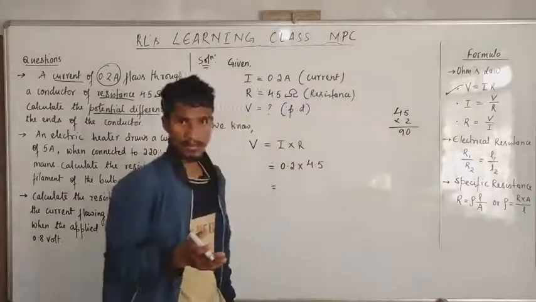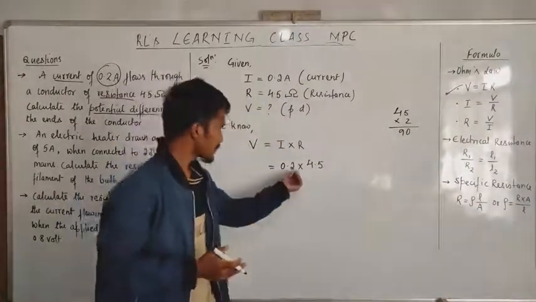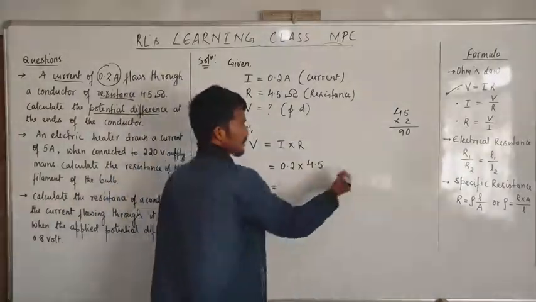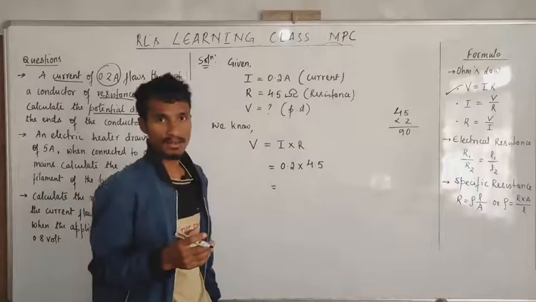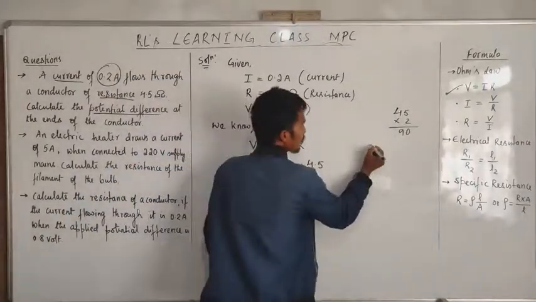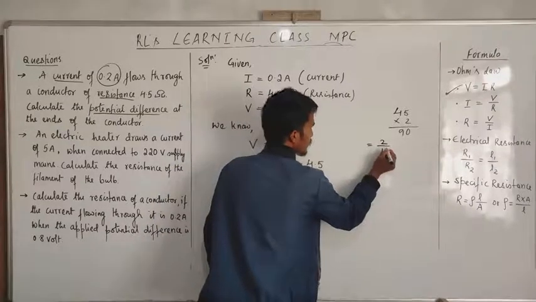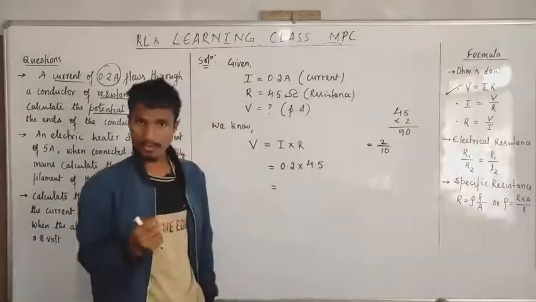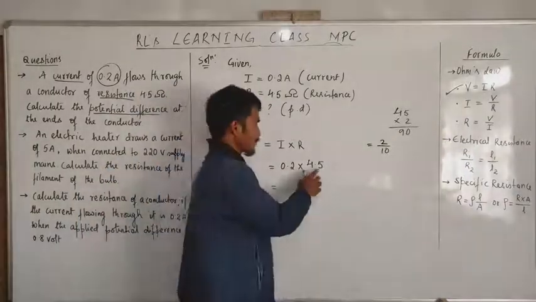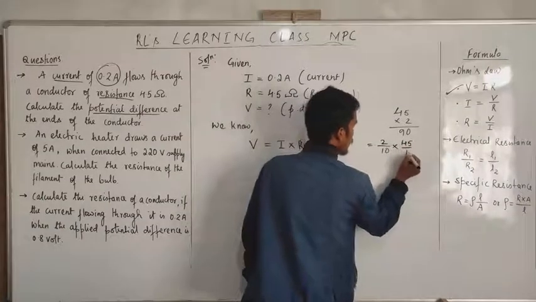This is very simple for you, right? 45 into 2, you get 90. But when you see this decimal point, it's very scary for you. Now you got 90, but the exact answer is not 90. Look here. This 0.2 I can write as 2 by 10, because we will remove this decimal point. Then 4.5 also you get 45 divided by 10.